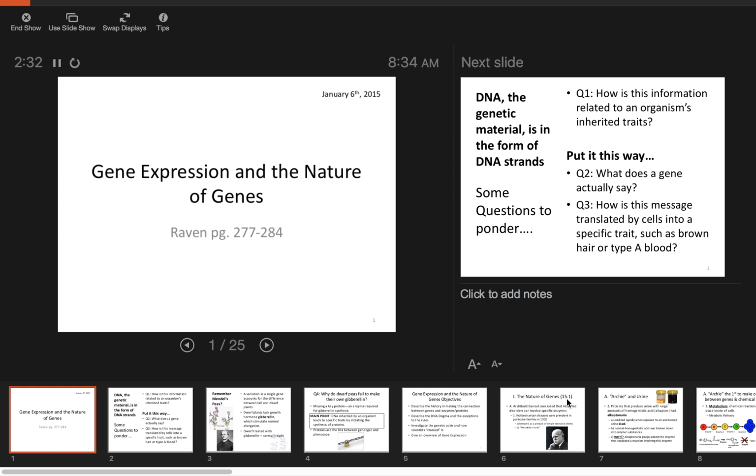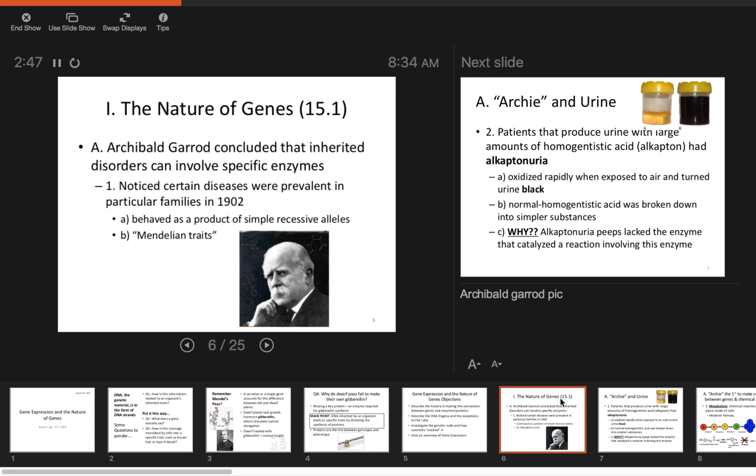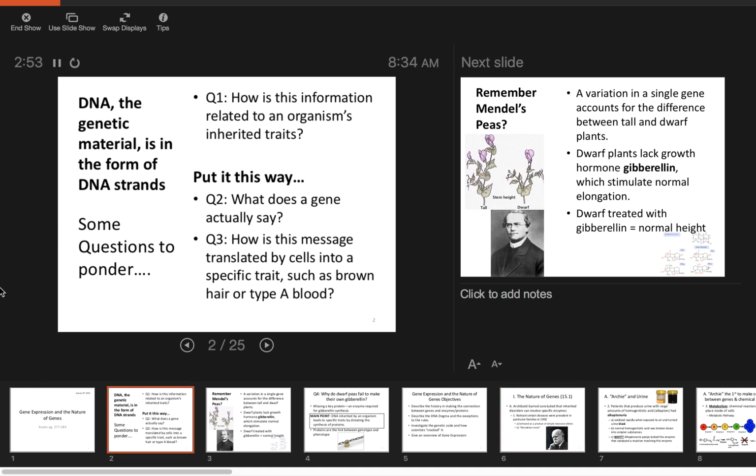Okay, so chapter 15 is gene expression and how genes get expressed. Chapter 14 was talking about the DNA structure, so we're just going to build off of that and eventually get to the central dogma, how information flows in a cell. Oh, why did the slide skip, again, 4 slides.